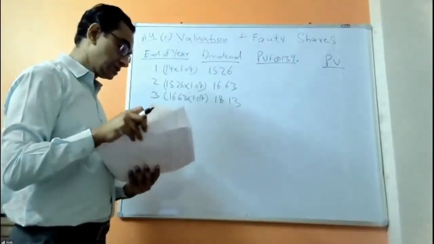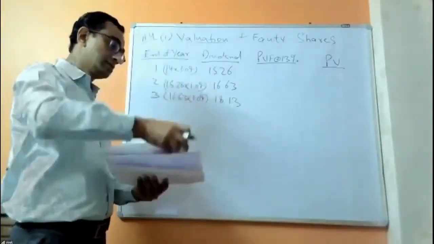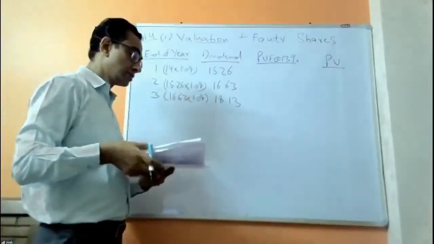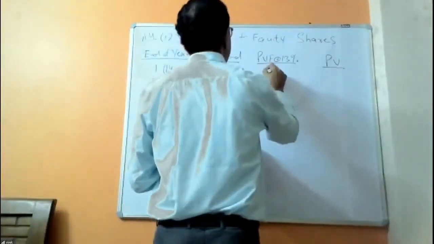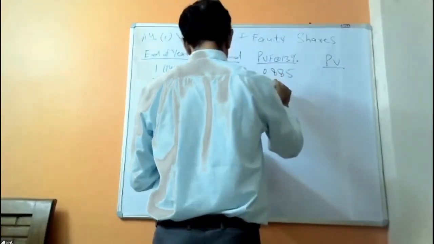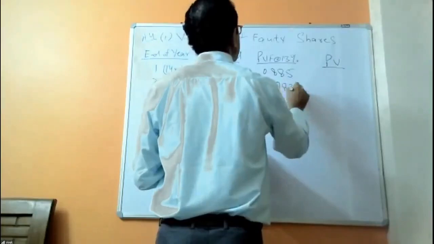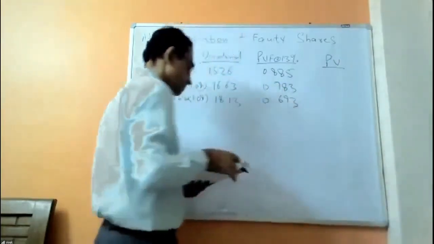It is actually given in your question. For first year it is 0.885, for second year it is 0.783, and for the third year it is 0.693. Okay.